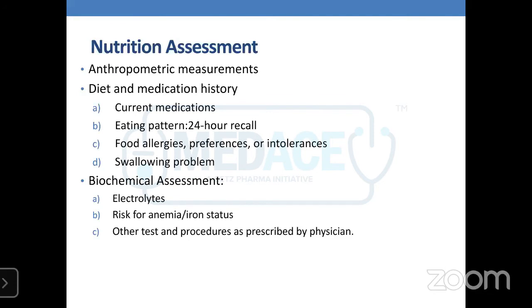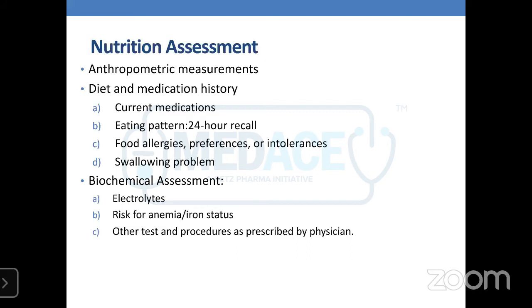So let's start the nutrition care process, like how we deal with the patient when the patient comes to our clinic, and how we start our nutritional intervention. Number one factor in our nutrition care process is assessment. First, we assess the patient, and in the assessment process, we consider anthropometric measurements, which include height, weight, BMI, percentage usual body weight.